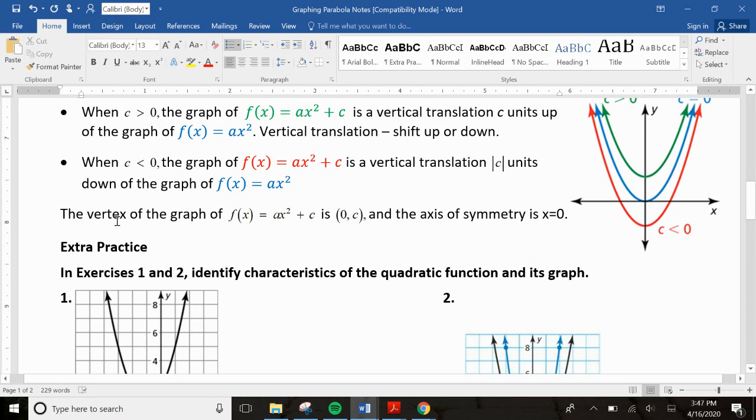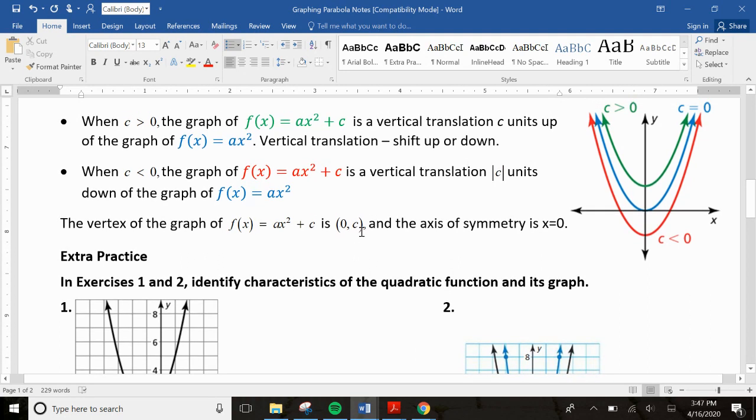So here, it's just showing you, kind of referring back to the vertex, talking about the axis of symmetry. So this says the vertex of the graph f of x equals ax squared plus c is going to be (0, c). So what that means is the ordered pair here, in the green one, is 0 because we're on the y-axis, x is 0, and then a positive c since we moved up. Here it's 0 again because we're on the y-axis and x is 0, and then negative c because again we moved down. And since all of these parabolas are symmetrical over the y-axis, the axis of symmetry is x equals 0, also known as the y-axis.